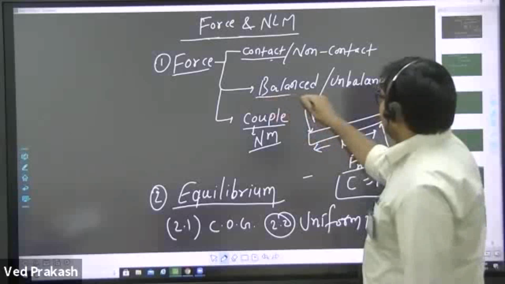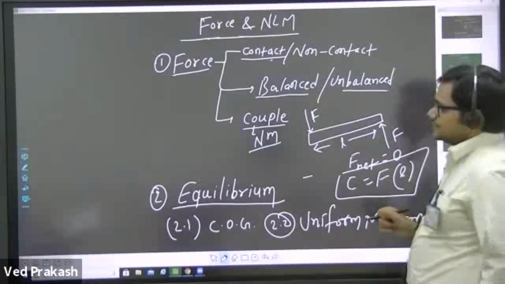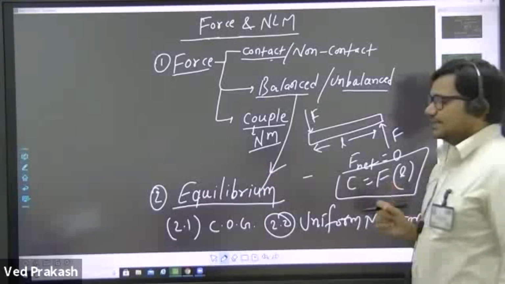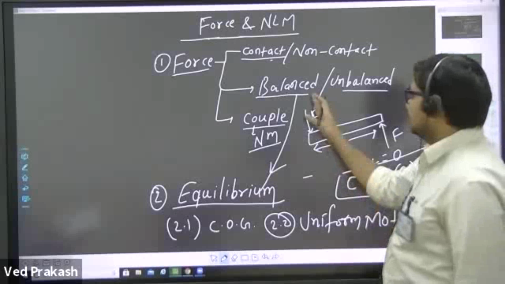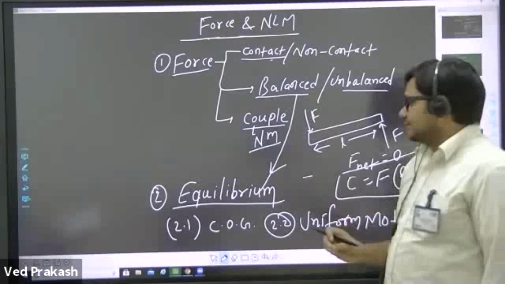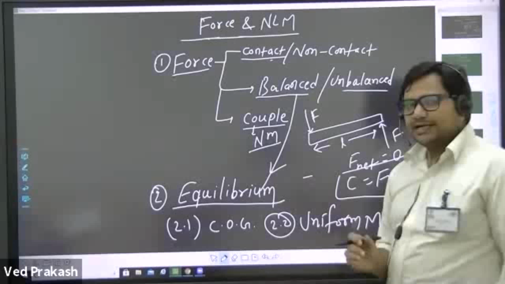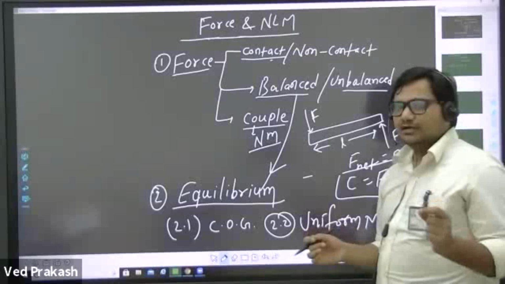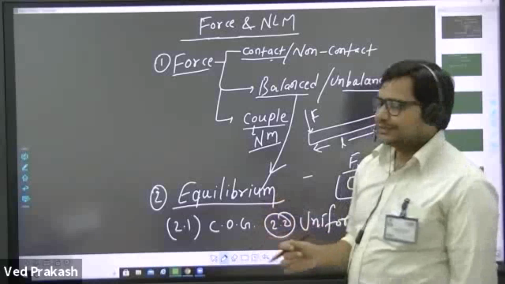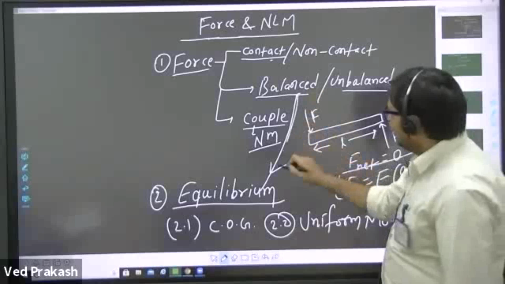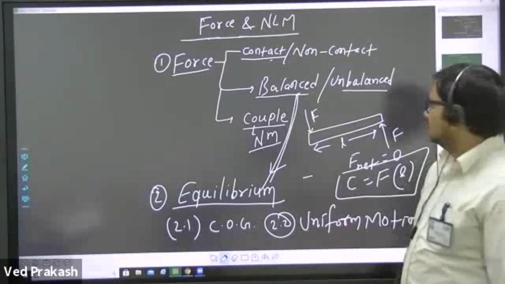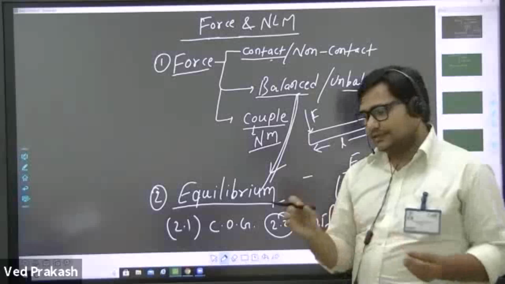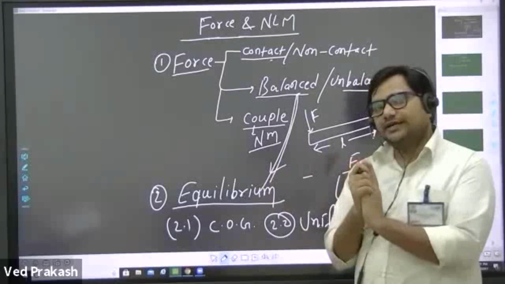So now we will learn about balanced and unbalanced forces, because only if balanced forces are acting on a system can we say that the system is in equilibrium. Balanced forces are those forces which do not bring about any change in the state of an object. Suppose an object is initially at rest, then it will continue to be in the same state after application of this balanced force. And if you apply an unbalanced force on any system, then the state of that object will definitely change.